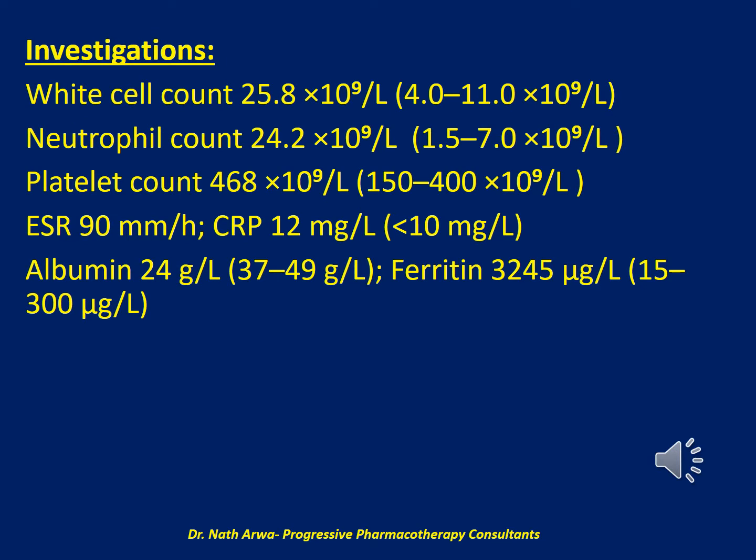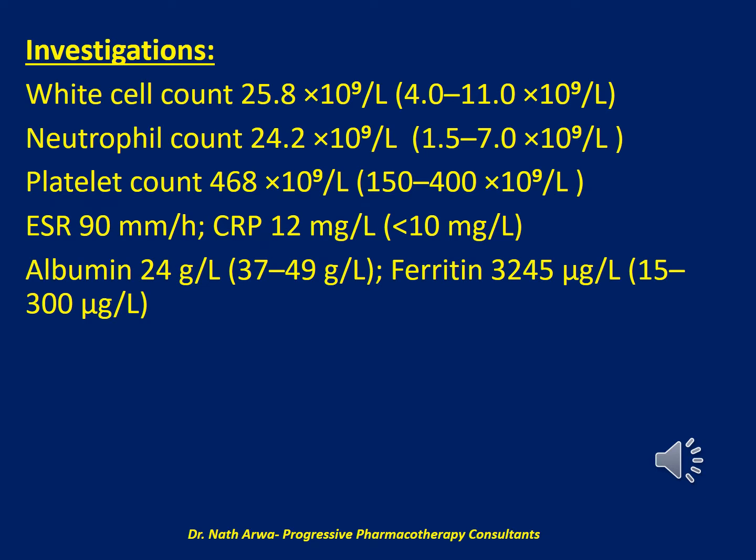Her white cell count was 25.8 times 10 power 9 cells per liter. The normal value is 4.0 to 11.0 times 10 power 9 cells per liter. Her neutrophil count was 24.2 times 10 power 9 cells per liter. The normal value is 1.5 to 7.0 times 10 power 9 cells per liter. Her platelet count is 468 times 10 power 9 per liter. The normal value is 150 to 400 times 10 power 9 cells per liter.